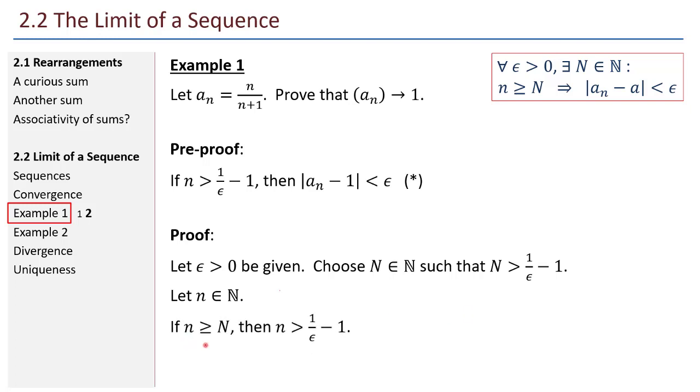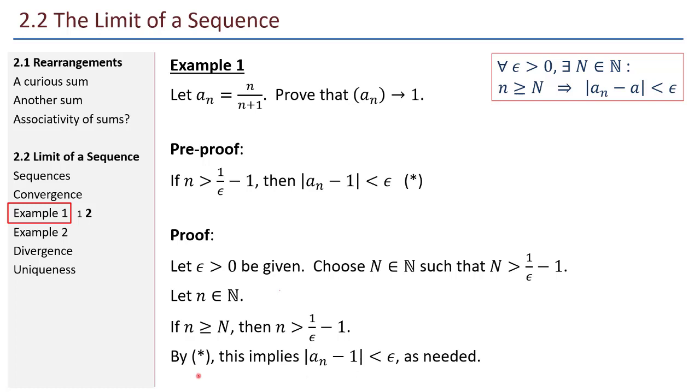If n is greater than or equal to big N, then n is greater than 1 over epsilon minus 1 because of how my big N was chosen. Oh, and by the way, how do I know that I can choose a big N that's bigger than this number? It's because of the Archimedean property number 1. Okay, so I'm at the point where if n is greater than or equal to big N, then n is greater than 1 over epsilon minus 1.